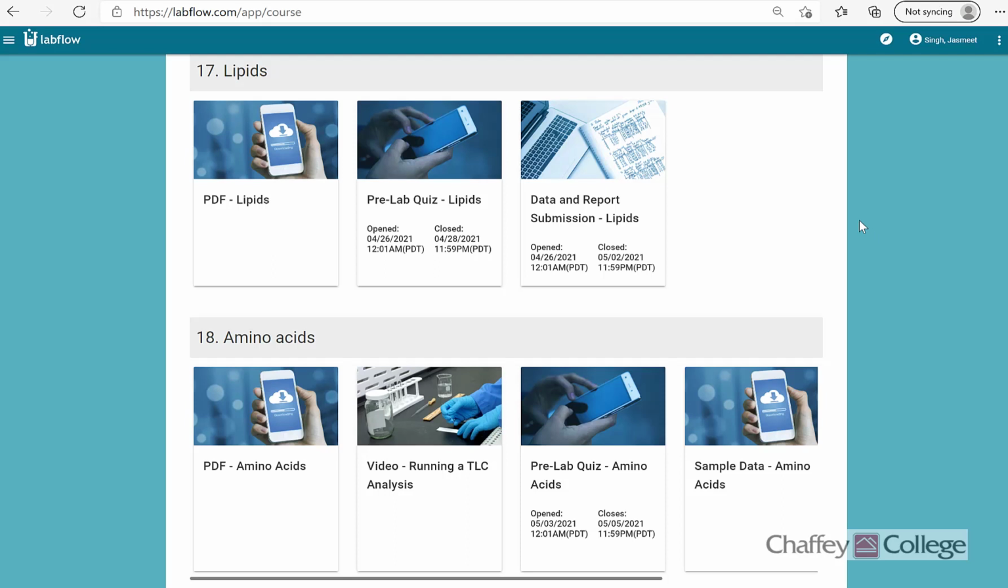This week will be our final lab experiment and we will learn about amino acids. The experimental instructions are given in this PDF file and the sample data needed for the lab report is provided in this section. So let's take a look at the experimental instructions first.